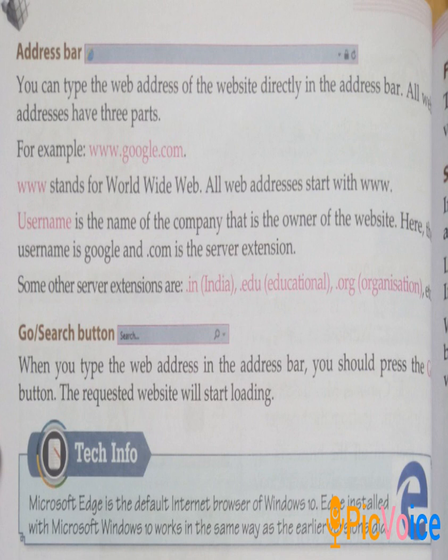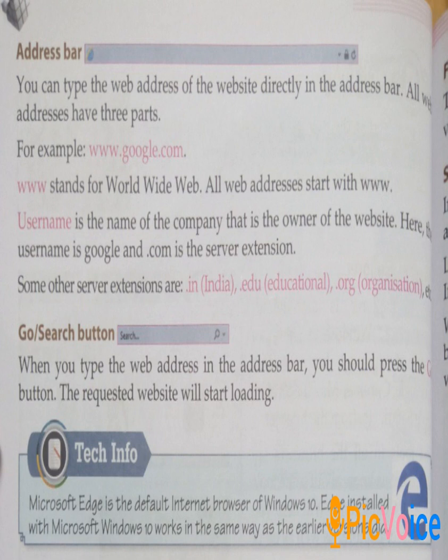Username is the name of the company that is the owner of the website. Here, the username is Google and .com is the server extension. Some other server extensions are .in or India, .edu or educational, .org or organization, etc.